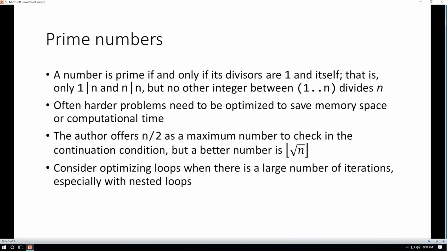Obviously, this approach is not the ideal one anyhow, but this is a case where clear thinking in mathematical terms really helps produce code that is optimal. Always consider optimizing loops when there is a large number of iterations, especially nested loops.